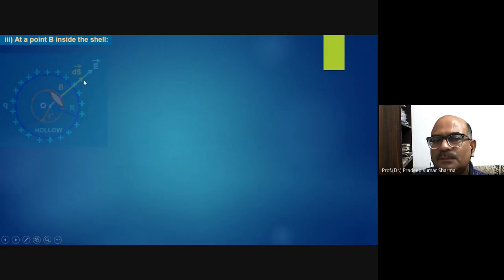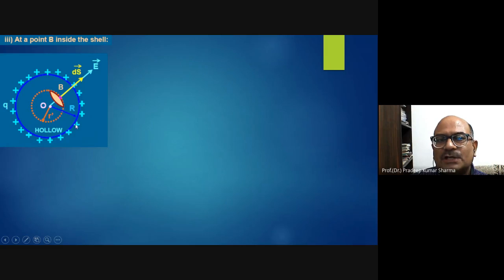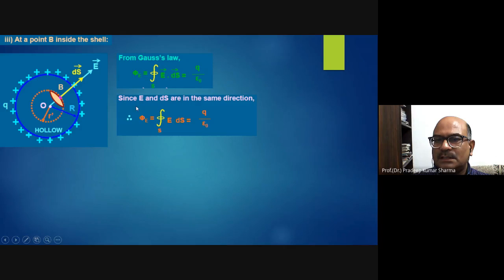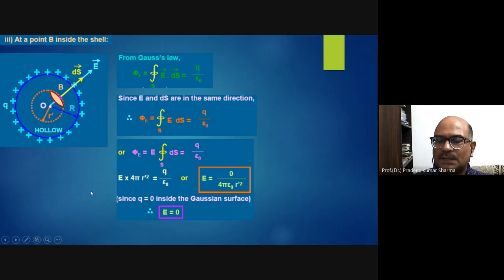The third one is important when the point of consideration is inside the shell. We are not saying the charge is inside the shell, but the point of consideration is inside the shell. So the shell is at capital R distance, but the Gaussian surface we are talking about is inside. It's hollow inside, right? But the charge is distributed here. So E dot ds, E and ds are in the same direction, as we know. I hope now we can understand.